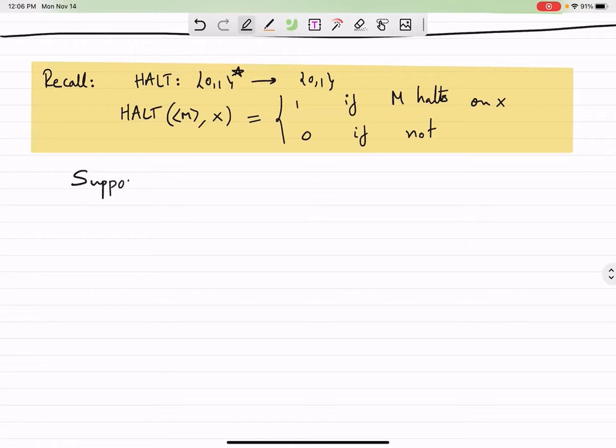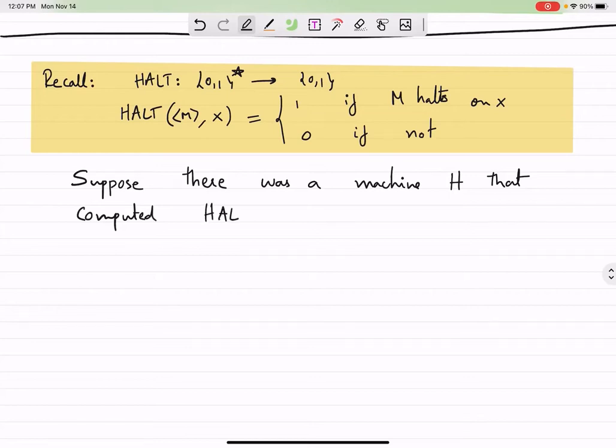Suppose there was a machine, let's call it H for halt, that computed halt. Okay, so we are going to try and get a contradiction to this. You know, that there is a machine H that computes halt, and we want to get a contradiction. Suppose there is such a machine.